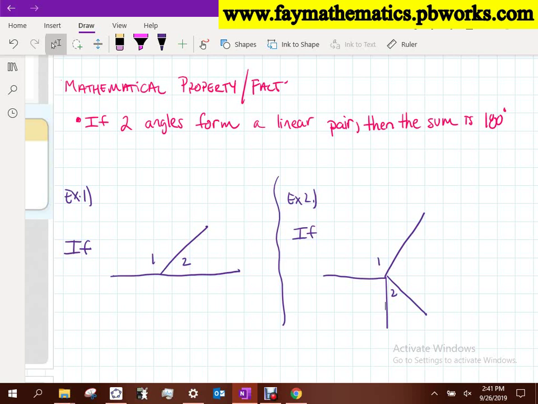Because if I told you angle 1 might be 140 and angle 2 might be 40, they would still add up to 180, right? So just because they're not a linear pair doesn't mean they're not 180. It just means because they're not a linear pair, right now I can't use that fact to say that they're 180. They might indeed be 180, but I don't want to make that conclusion that they're not. Does that make sense? Okay?